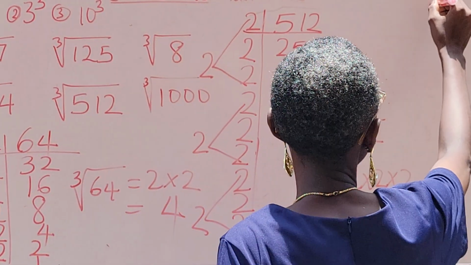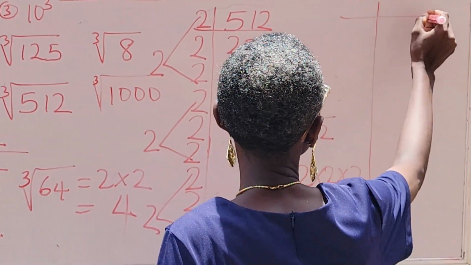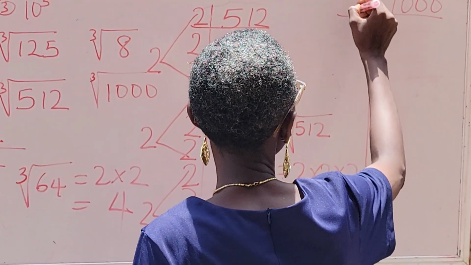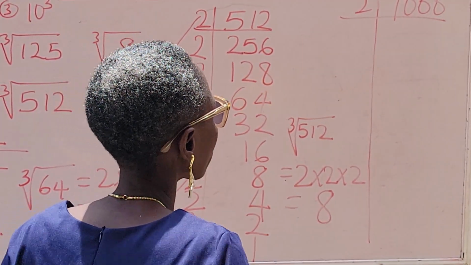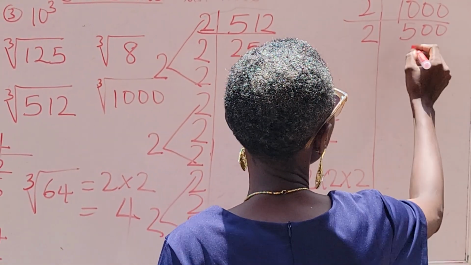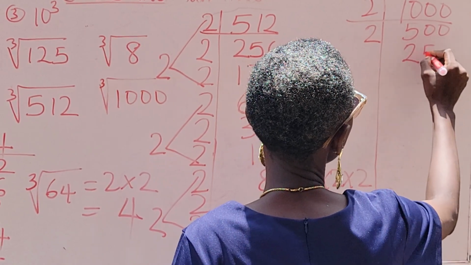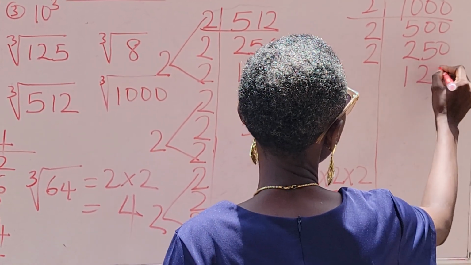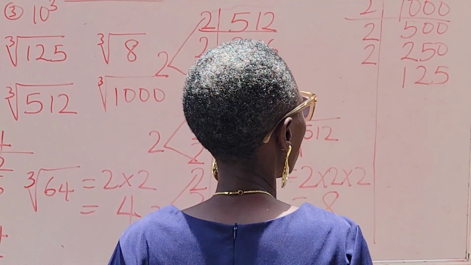And then we call it a wrap. Then 1,000. That will be a bit longer. We have 2. We have 500. We have 2. We have 250. We have 2. We have 125. We cannot use 2 again.